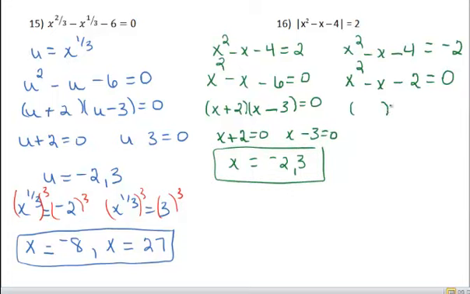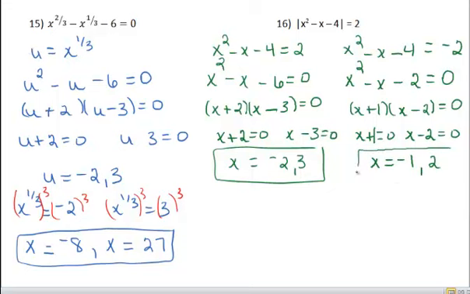And what about this one? Here we're going to have x squared minus x, and when you add 2 to both sides, you end up with minus 2 equals 0. This one will factor into x plus 1 and x minus 2. Set both of those equal to 0. So we'll have x equals negative 1 and x equals a positive 2. So again, I'm going to pause and make sure that all of these really do work. And they do.